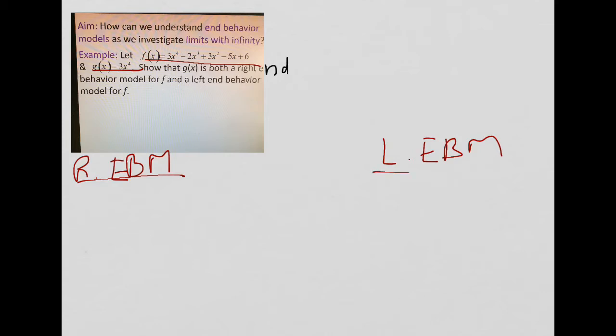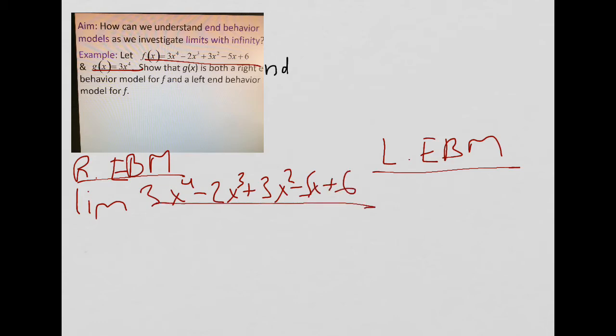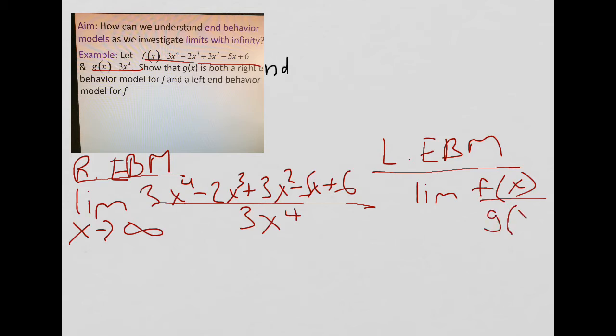It does say right end behavior model. Trust me. Okay. When it's the right end behavior, we want to take the limit of f of x divided by g of x as x approaches positive infinity, okay? And when we do the left end behavior model, we want to take the limit of f of x, this is so long I have to just write the function, over g of x as x approaches negative infinity, okay?